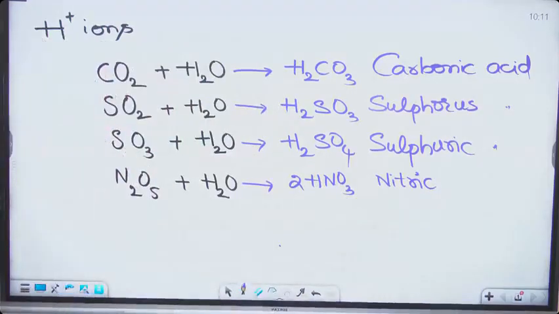So what is the statement that you can give here? Non-metallic oxides, whenever they react with water, give rise to an acid. Each and every acid definitely consists of H plus ions. Simply put, any compound which has H plus ions, we call them acids. And when asked how acids are formed, we say by the oxides of non-metals.